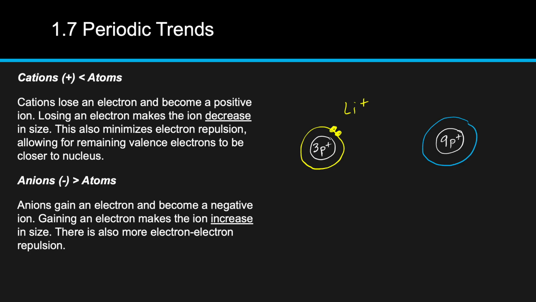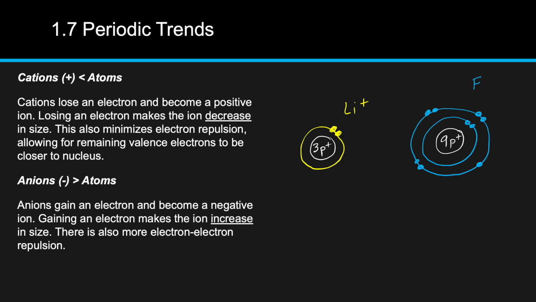So 2 in the first energy level. Then we have our 2s electrons. And then we have 5 2p electrons. So 1, 2, 3, 4, 5. So this is a neutral atom of fluorine.